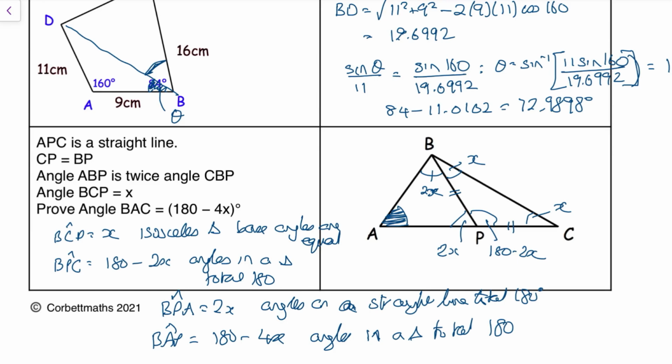Now you've got to be really careful because various words, as I said, like base angles are equal, total 180, angles in a straight line total 180, and angles in a triangle total 180. They're looking for those words. So make sure you've linked the angle that you've found to the reason, and you should be fine.